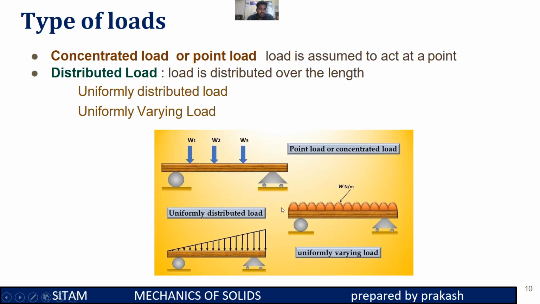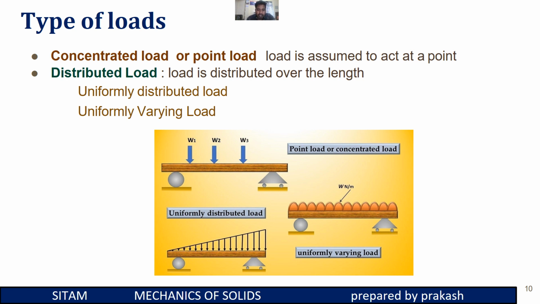So coming to the types of loads. There are three types of loads which act on beams. The first one is the concentrated load or point load. Here the concentrated load, or point load, acts at any point on the beam.